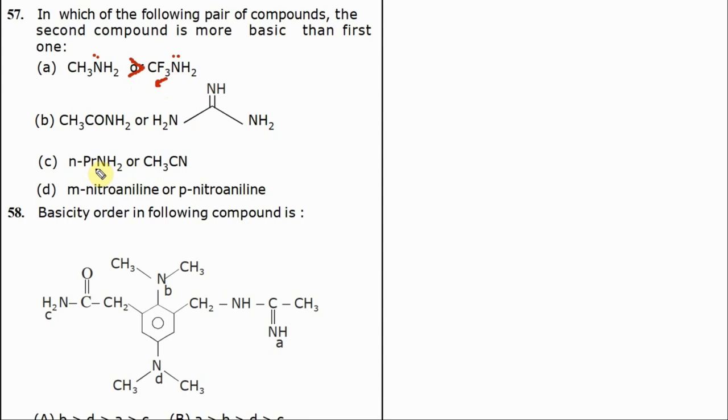Now here this looks different for me, I'll go here. This is N-propyl. N-propyl is plus I effect. This is methyl. N-propyl is stronger plus I, so it can donate this easily. Just like ethylamine is stronger than methylamine, propylamine is stronger than ethylamine.